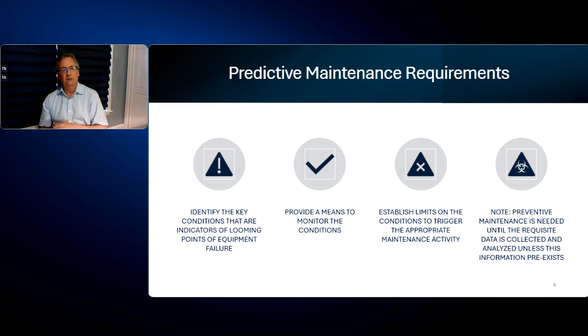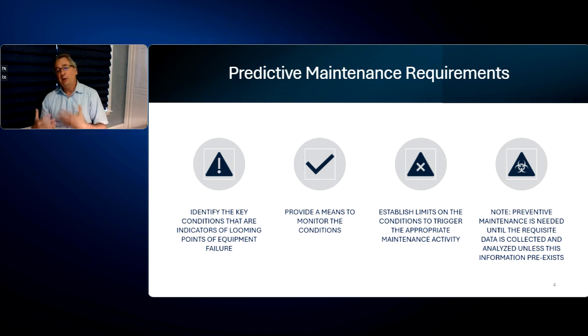Once we know what the conditions are, then we have to provide a means to monitor each condition. So we have to figure that out. Now, gathering that information from the monitoring is one thing, but what we want to do is establish limits that would trigger a response, trigger the appropriate maintenance activity. So we need all three of these pieces in place, whether it's new equipment with all the bells and whistles and fancy automation, or older equipment. It's really no different in terms of the requirements.